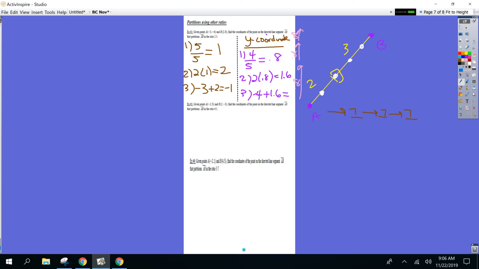And what do we end up with? -2.4. So the point would be -1, comma, -2.4. And what we're doing is a process called partitioning, cutting the line segment up into so many equal parts. Okay, that's what this is called, partitioning. Anything you want to ask here?